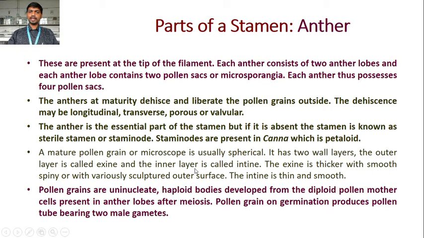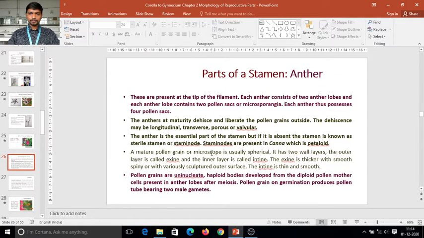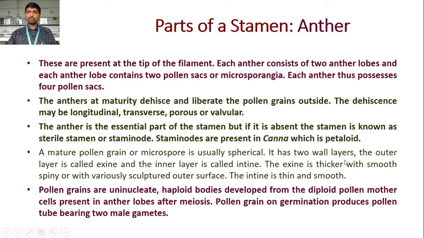A mature pollen grain or microspore is usually spherical. So this microspore, which is spherical, has two wall layers.